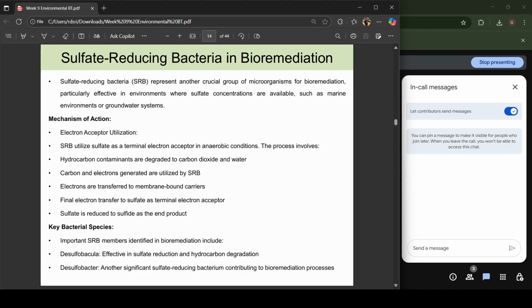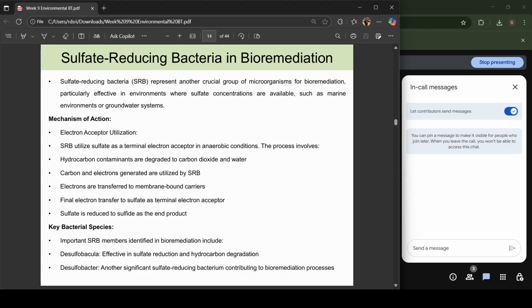In this process carbon and electrons are generated, and these are utilized by the sulfate-reducing bacteria. The electrons are transferred to membrane-bound carriers. Final electron transfer goes to sulfate as the terminal electron acceptor, and sulfate is reduced to sulfite as the end product. So it utilizes the hydrocarbon to produce electrons, and those electrons are then used to reduce sulfate to sulfite.